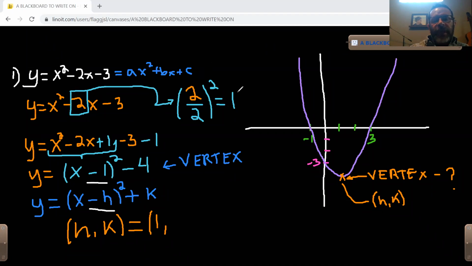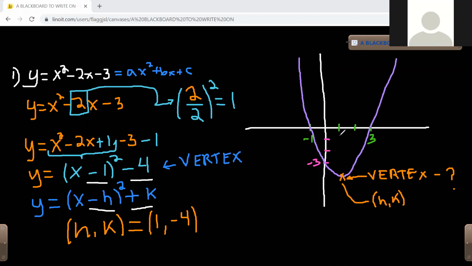What is the value of the k? Following the same logic. -4. Correct. I've got a k here, which says plus k, but I've got a -4 here. So this means that the value is -4. Now, is that congruent with the graph? Yes. Where should the vertex be?